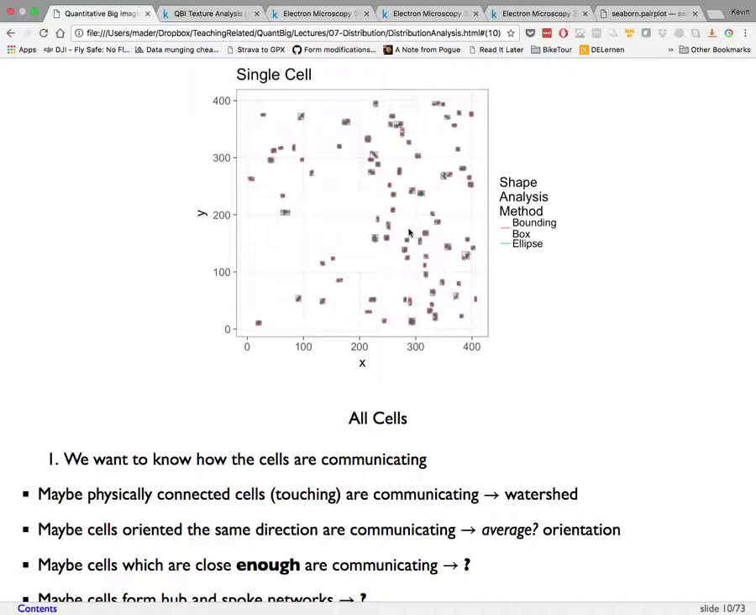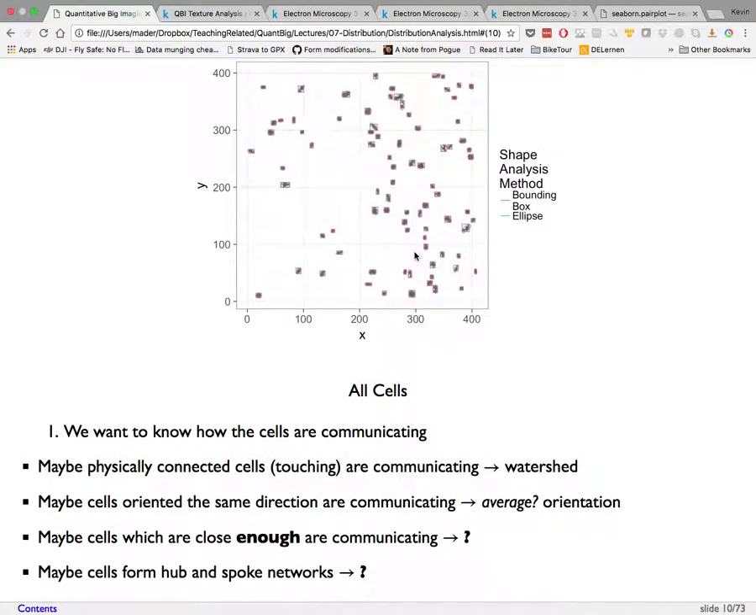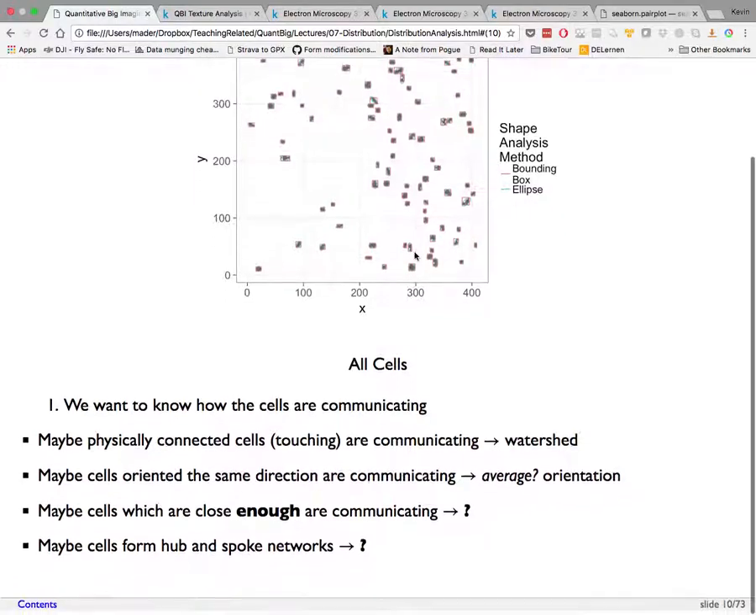Maybe you could say cells that are close enough are communicating. How would you quantify that? And then if you come up with further ideas, maybe the cells form a hub and spoke network inside of your sample, then how would you answer that? These are the questions that we're aiming to come up with tools for, so that we can answer them in fairly straightforward ways.